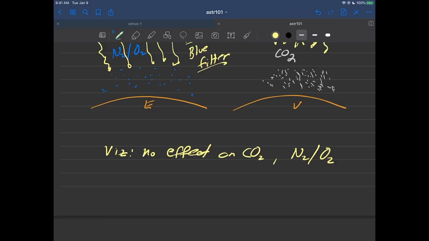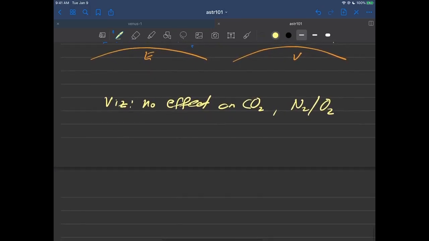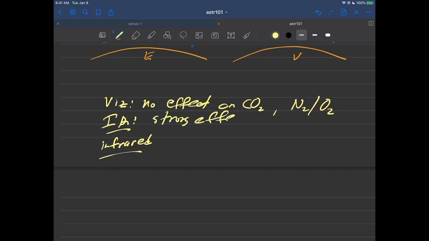So we go back to the iPad over here. What we can see here is I'll just call this IR. Infrared, this is the proper spelling. Infrared is how it's spelled. Let's say IR has a strong effect on CO2. We won't worry about the nitrogen and oxygen because it's Venus that has the carbon dioxide in the atmosphere.